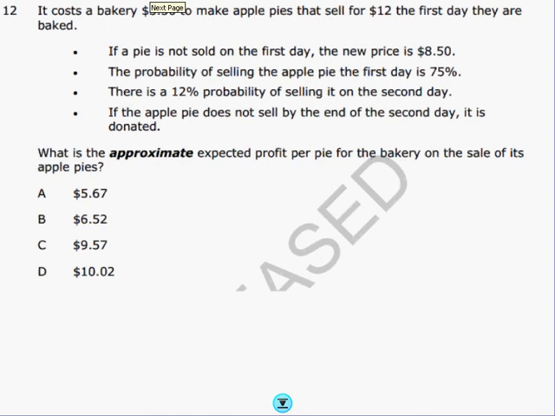Okay? So we're talking about a pie, and how much money a bakery can expect to make on a pie. Well, first of all, we need to figure out how many options we have here. The first is selling it on the first day. Maybe they sell it on the second day. Or maybe they give it away. That's after 2 days they donate it.